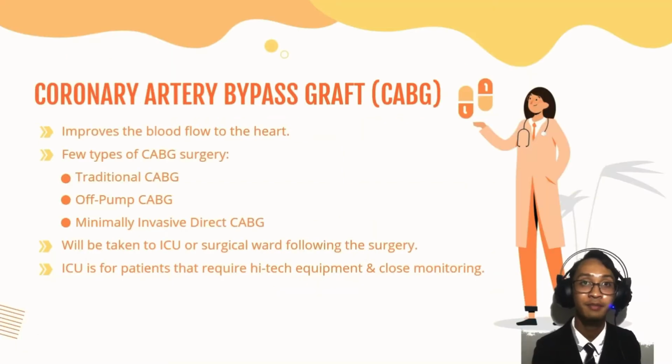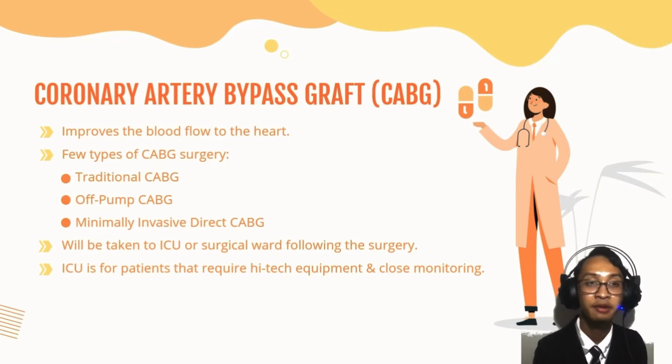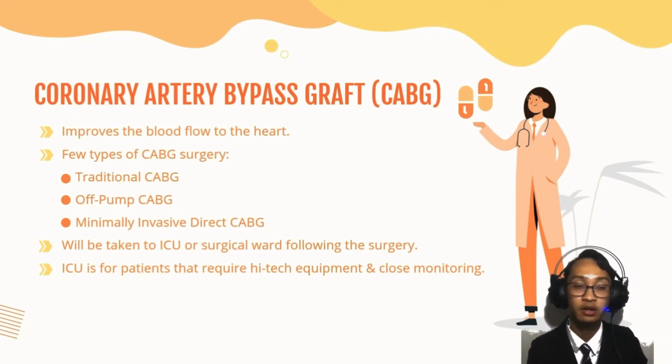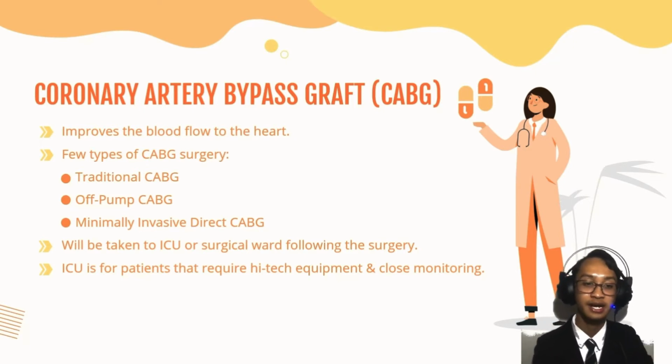Coronary artery bypass graft (CABG) surgery is one of the surgical procedures that performs better than any other surgical procedure. Also, there are a few types of CABG surgery. CABG patients will be taken to the ICU or surgical ward right after the CABG surgery. For your information, the ICU is a unit for patients that require high-tech equipment and close monitoring from the doctor. Meanwhile, the surgical ward requires less monitoring compared to the ICU.